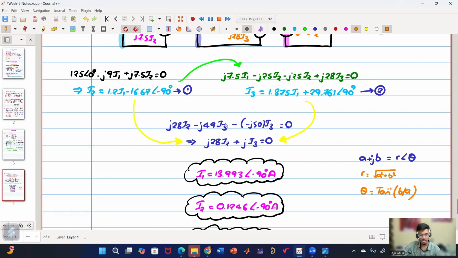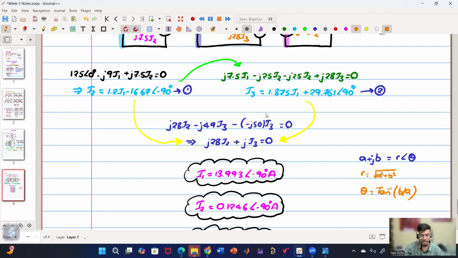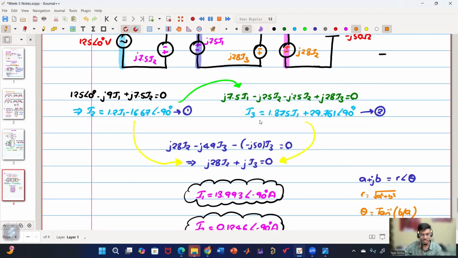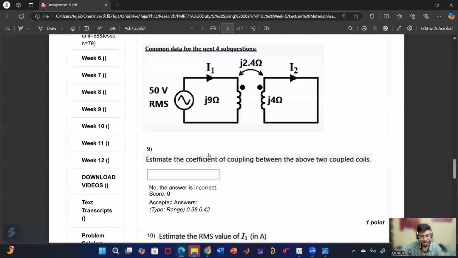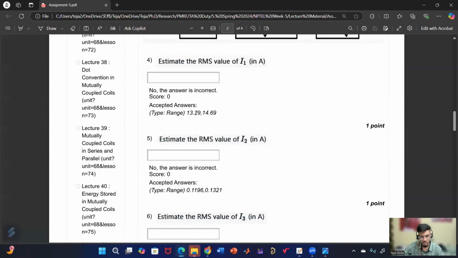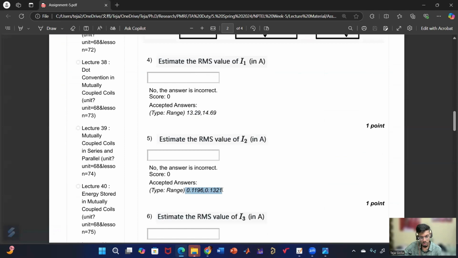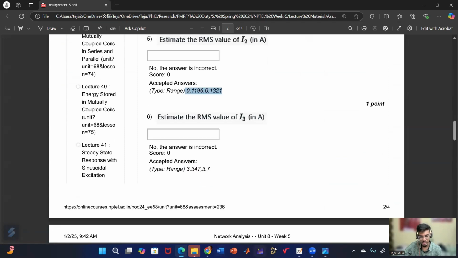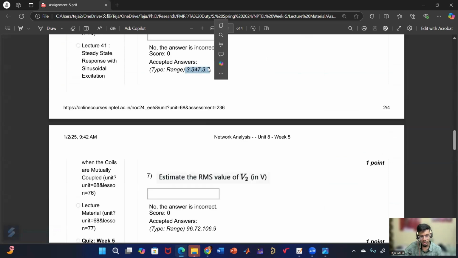Maybe for the time being, you can assume that this is coming. Later you can solve, because I would like to go to another problem, which is also a little bit important. So the math part you can do later. It is simple, and as the steps are mentioned, you can cross check. If you see, I1 is 13.993 in the range. And I2 is 0.1246, it is also in the range. And I3 is 3.524, it is also in the range.